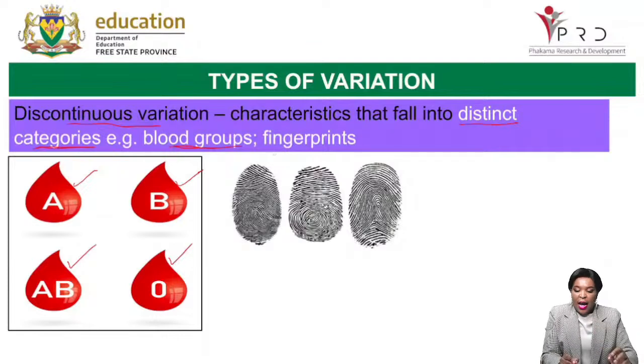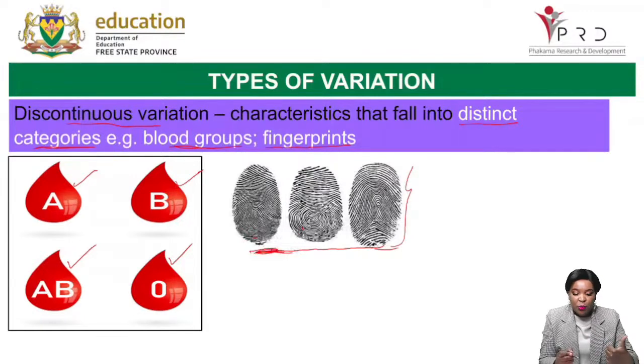Another example of discontinuous variation is fingerprints. No 2 people share the same fingerprints, unless maybe they are identical twins. But you see the arrangement of these fingerprints, it's just so meticulous in such a way that you cannot have the same as another person. Now, this forms part of a discontinuous variation. And another distinct category that you can think of is male or female.